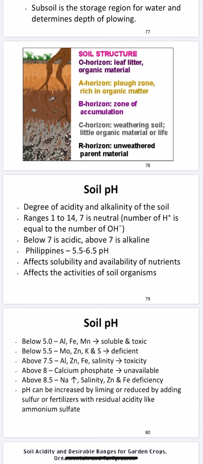Well, the B horizon is the zone of accumulation. It's where the secondary roots with root hairs are located. So it's where the nutrients are absorbed. And the C horizon below is the weathering soil with little organic material alive. And the R horizon is the unweathered parent material, and it's so deep already.